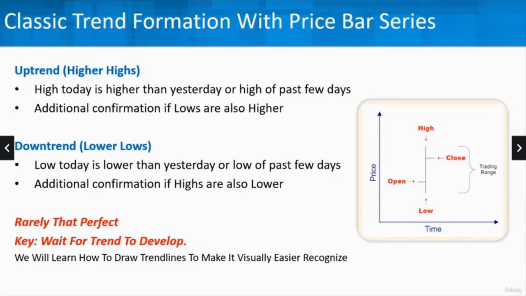By the same token, a downtrend would be lower lows. You're looking at the lows and are they going lower? So is the low today lower than yesterday or lower over the past few days, and looking at that trend? And again, if the highs are actually lower, the high of the day keeps trending lower, then that's a stronger confirmation that everything's going lower. It's rarely that perfect. Sometimes you have ups and downs and pullbacks and things, but you're going to be looking for this overall trend, where things are happening.